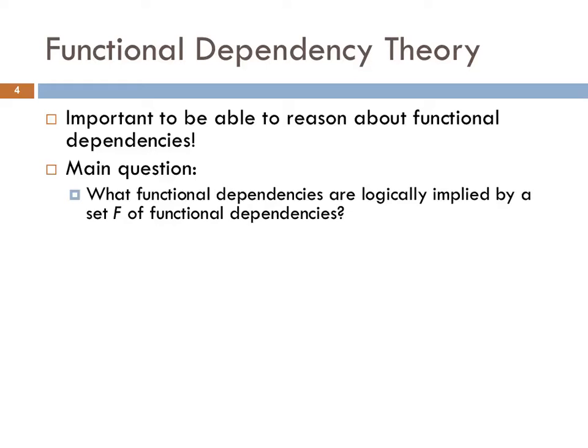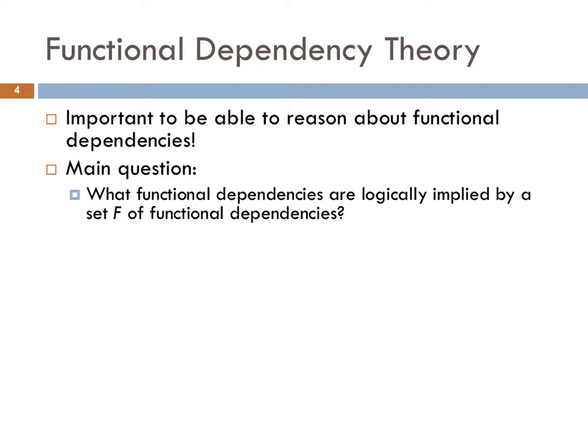Okay, so we need to be able to reason about these functional dependencies. And the big issue that we have is you might have a set of functional dependencies. Remember, we call this capital F. But we don't just care about those. We also care about all the dependencies that can be logically inferred from that set F. And of course, if we take that and expand it to all functional dependencies we can possibly infer from F, then we call that the closure, and that's F plus.